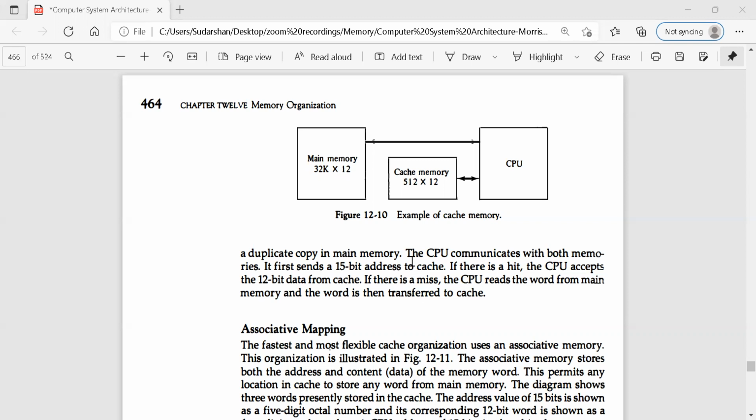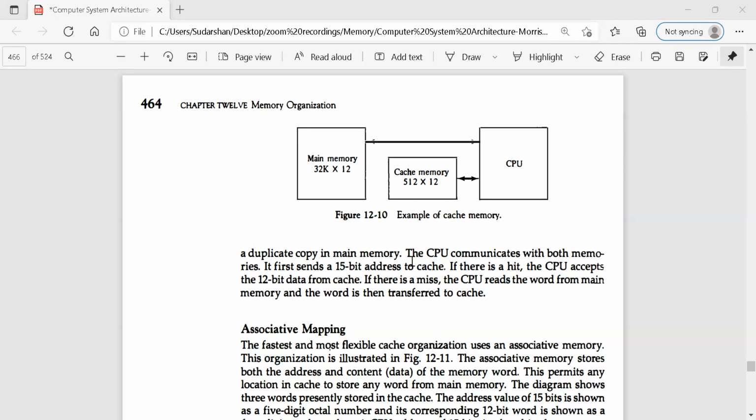When I say the hit ratio is 90%, it implies that 90% of the times the required word or data is available in cache. It also implies that the remaining 10% of the times the data requested by the CPU is not available in cache. That is called a miss. If the word is available in cache, it is called a hit. If it is not available, it is called a miss.